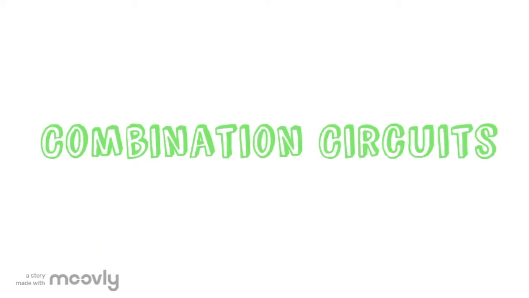Adding to the series and parallel, there are also circuits that contain both kinds of circuits in one. These are called combination circuits. One example of a combination circuit in real life is Christmas lights.